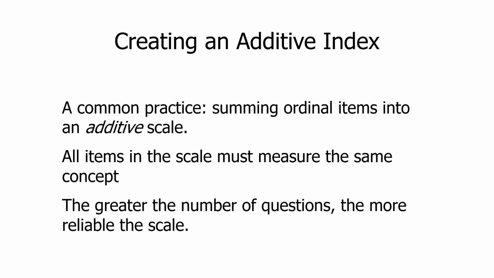All items in the scale must measure the same concept. The similarity of the questions ensures that only one concept is measured. So if you have all these items you're putting in an ordinal scale, they're all very similar. And methodologists tell us that the greater the number of questions, the more reliable the scale.